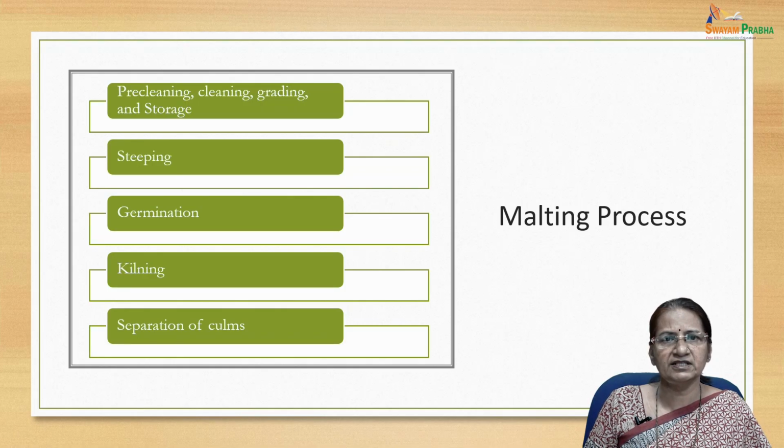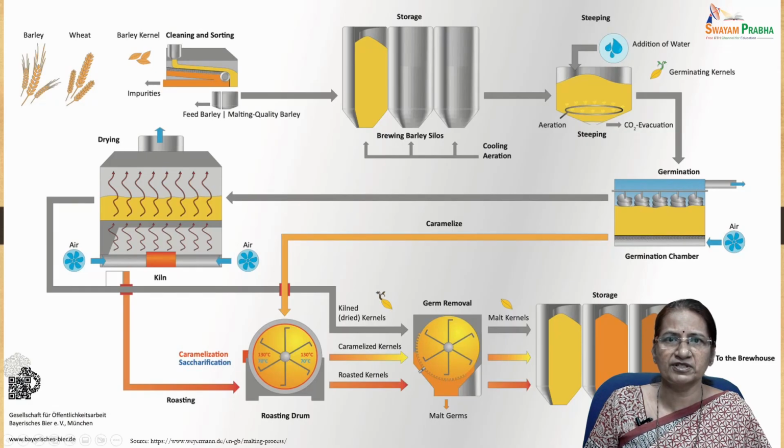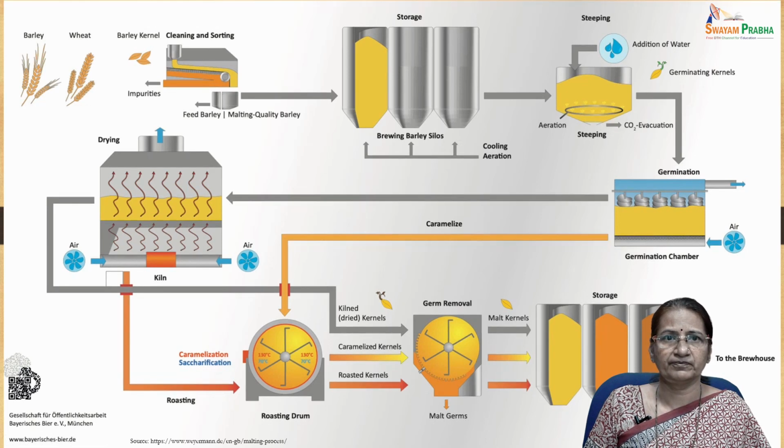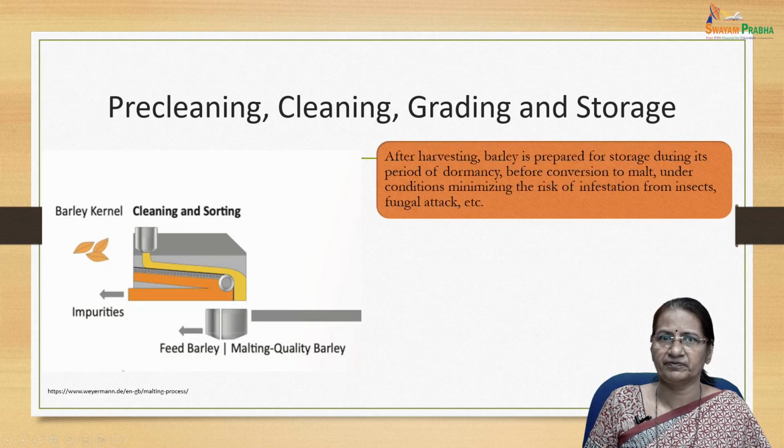Now let us study these in detail. This is the whole process of malting, right from cleaning to the malt germ. We will be discussing these steps one by one. Now let us start. First is pre-cleaning, cleaning, grading and storage.